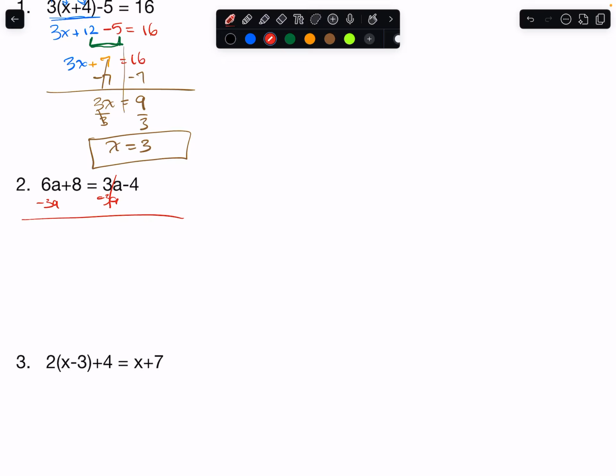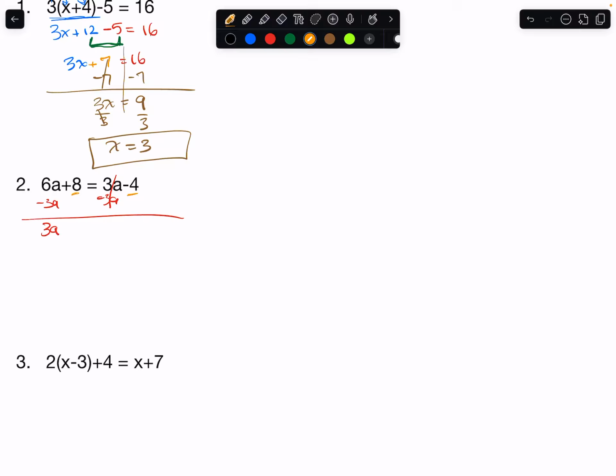And now you will have 3a, because 6a and negative 3a means that it's subtracting. The like terms are subtracting because they're opposite signs. 6 minus 3 is 3. The a stays the same because it's a like term. This is what they have in common. We also have another like term, which is a constant, and the constants are just regular numbers, 8 and 4.